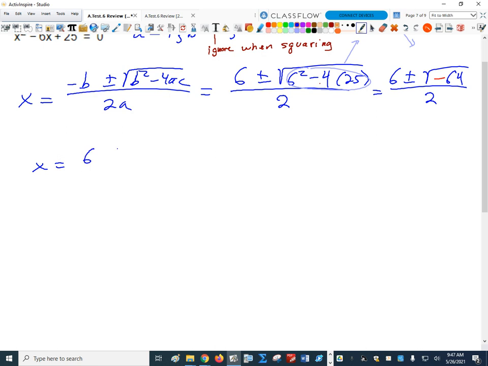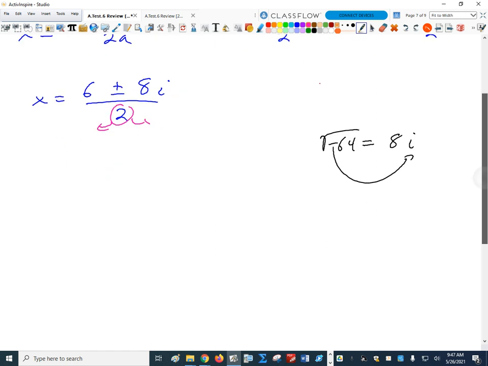So we get 6 plus or minus, and let's just take a look at this part right here. We know that the square root of -64, the negative is giving us an i, and the 64 is giving us an 8, right? So we're getting 6 plus or minus 8i all over 2. And now we're just going to split this thing up again like we always do, unless we can add those numbers up, like in the first example.